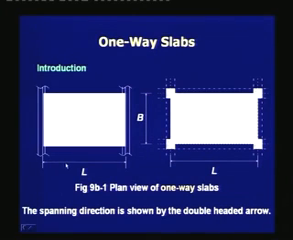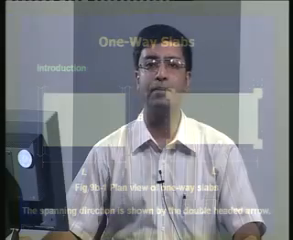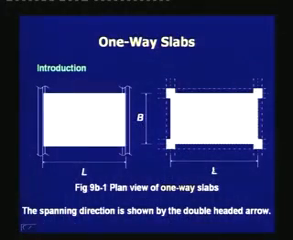In this figure, on the left side, we have a slab which is spanning from left to right, because it is supported only on the two edges, whereas the slab on the right side is supported on all the four edges, and here the length is greater than or equal to the breadth, and the slab is spanning in the shorter direction parallel to B.